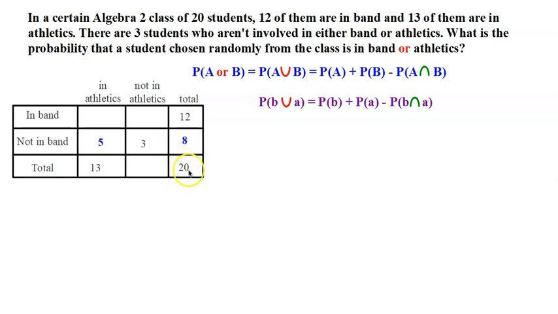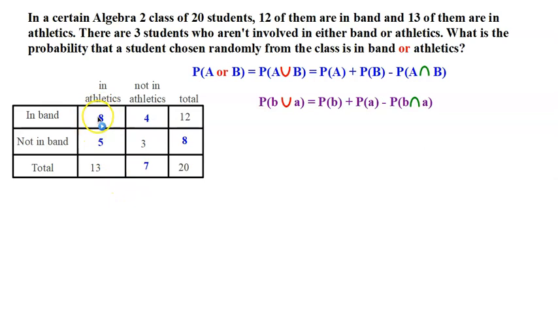20 of them total in the class, 13 in athletics, which means how many are not in athletics? Well, 20 minus 13 is 7. Of those 7 who are not in athletics, I know 3 of them are not in band, which means the rest of them are in band. So 7 minus 3 is 4. 12 people in band, 4 that are not in athletics, means the rest are in athletics. So 12 minus 4 is 8.